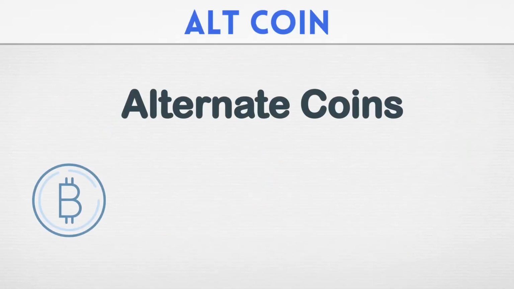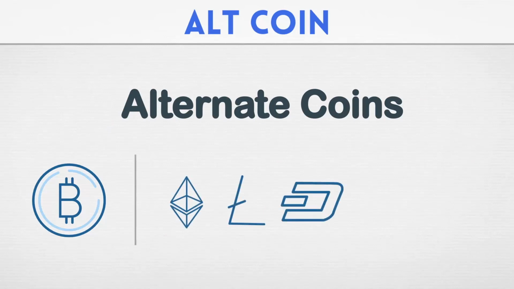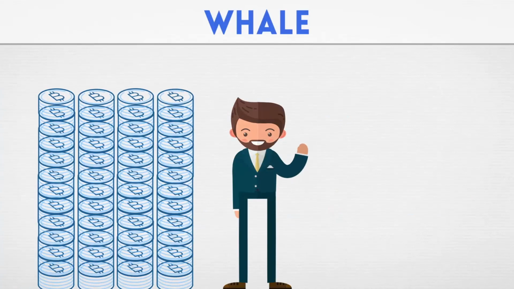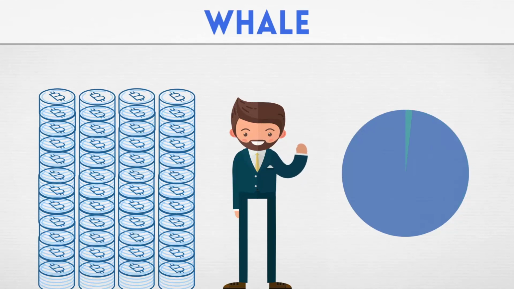An altcoin is an alternate coin, so any coin that's not a Bitcoin is an altcoin. Examples of this are Ether, Litecoin, and Dash. There are over 1,000, so I can go on and on and on. A whale is a person who buys a large portion of cryptocurrency.